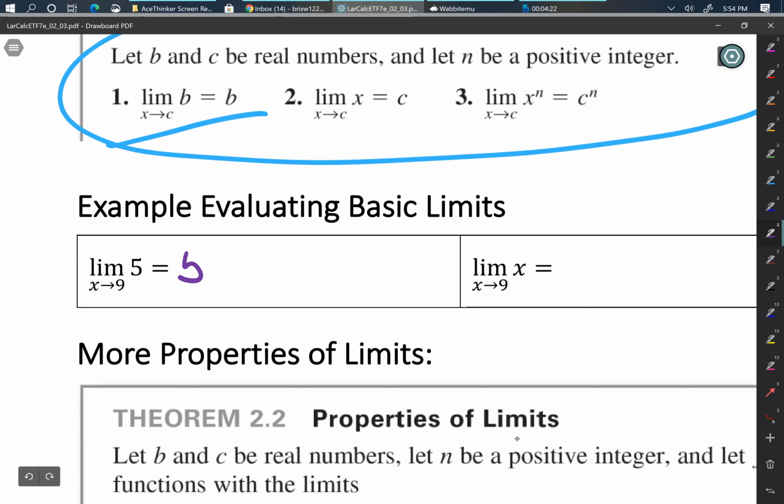Well, the answer is 5. We're using this property right here. Right? That's what's being evaluated there. You'll notice that there is no variable in the argument of the limit, so it doesn't really matter what x is. The value of this expression is always 5, no matter what x is.